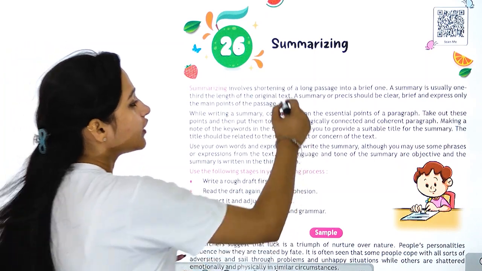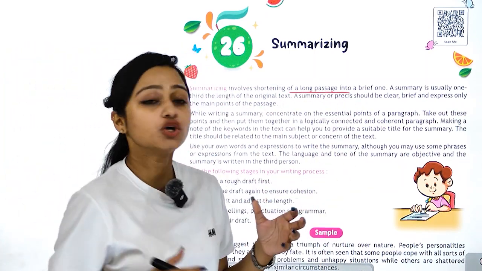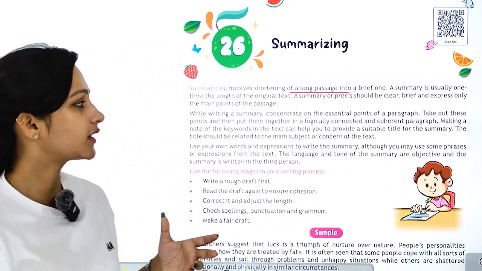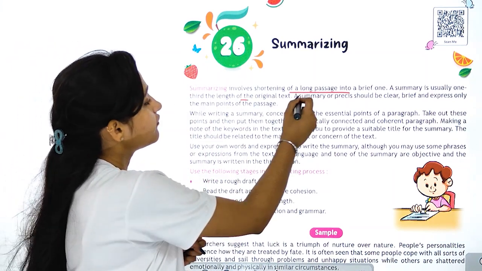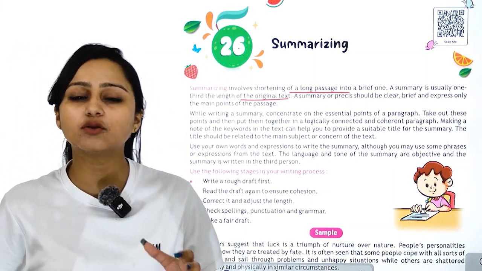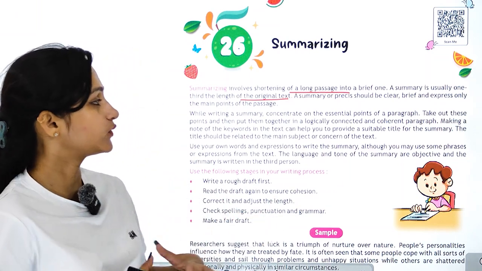Summarizing involves shortening of a long passage. मतलब कि आपको जो long passage है उसे short में करना है into a brief one. So a summary is usually 1/3 length of original text. ये क्या होता है? 1/3 length होती है original text की, मतलब छोटा part होता है.